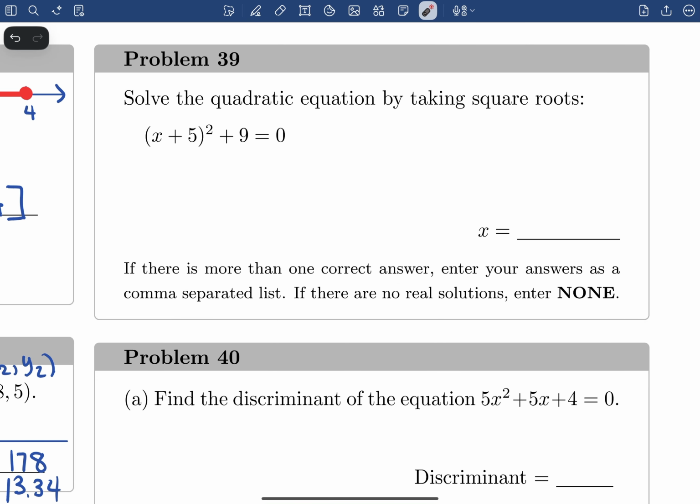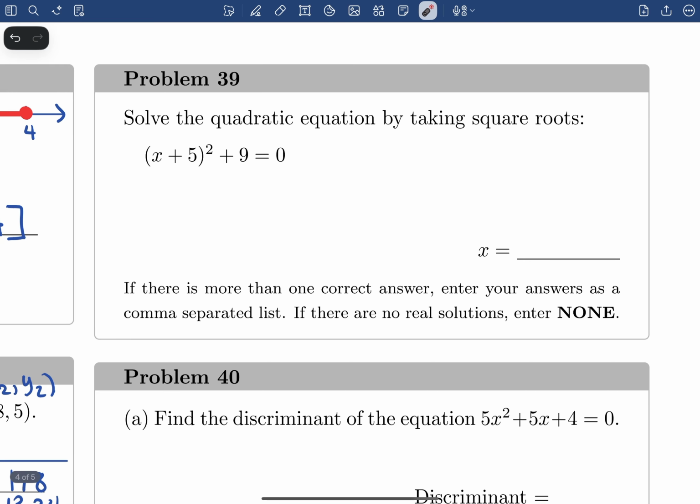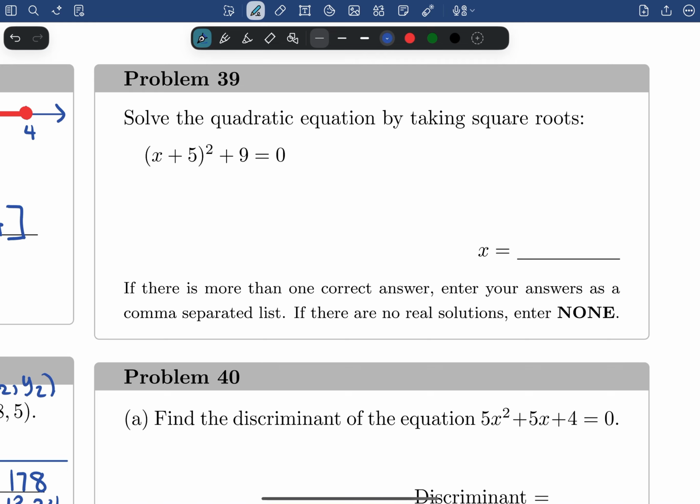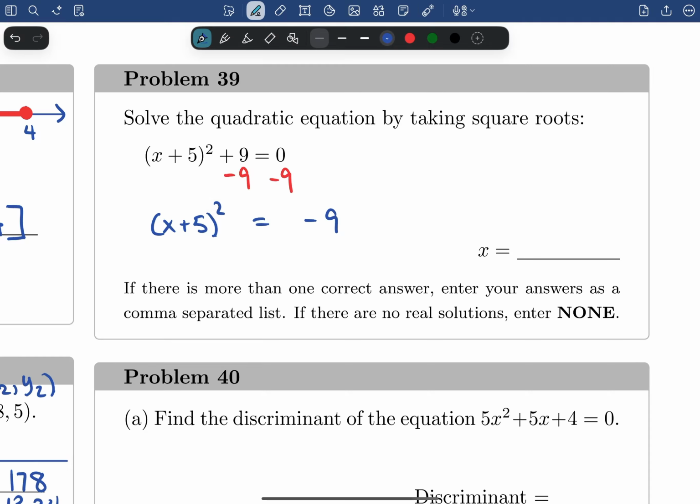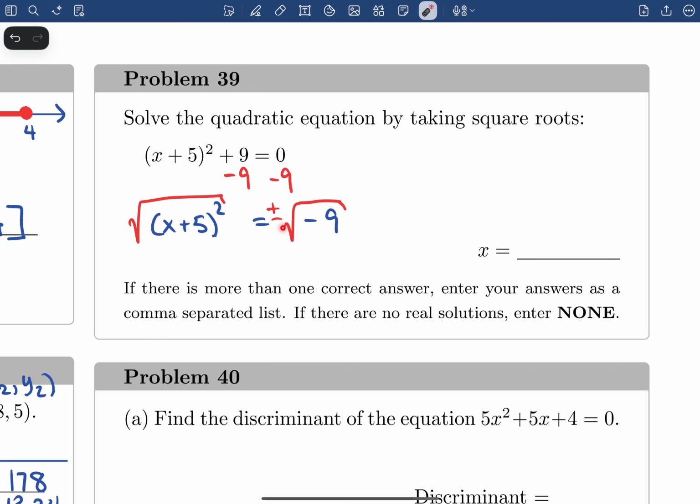Problem number 39. Solve the quadratic equation by taking square roots. So we're going to use the square root property here, and let's go. First, I'm going to get the thing that is squared isolated by itself on one side of the equation. That's x plus 5 squared, and it equals negative 9. Next, I'm going to use the square root property. To undo squaring, we square root. So I square root both sides, and I would always remember to include a plus or minus sign when I square root both sides of an equation.